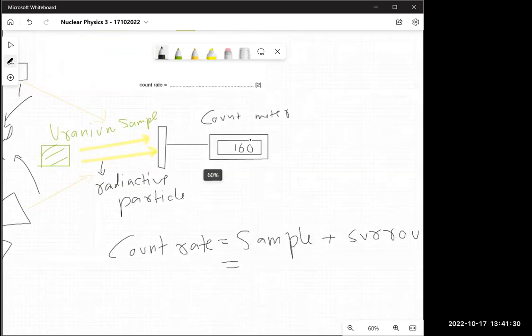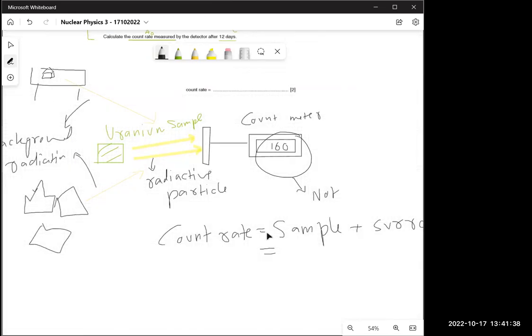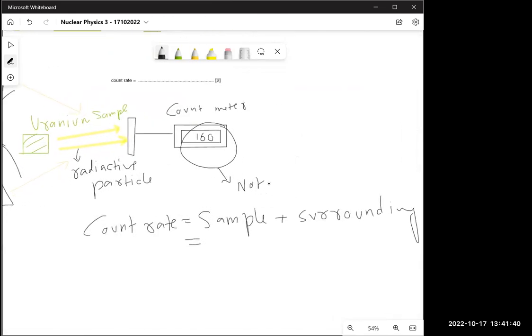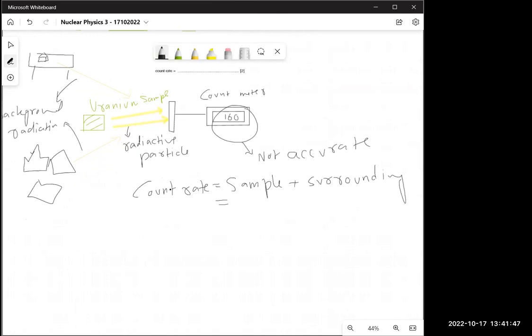So therefore, the count rate here is not accurate. Why is it not accurate? Because it's not only from the sample, we also have some interference, some additional radioactive particles coming. Now what we have to do: the total count rate is because of sample plus surrounding. To find the sample only, we'll have to subtract surrounding from the total count rate. So total count rate minus background or surrounding.